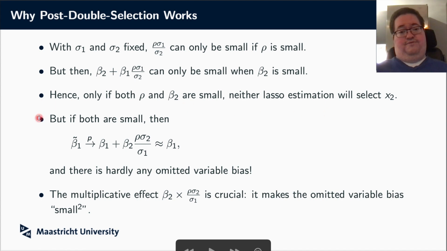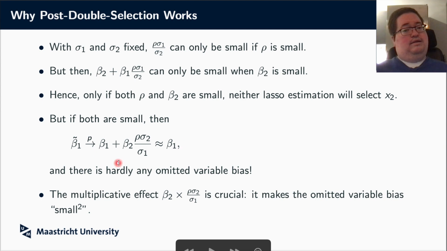Now, if both are small, and we would not select x2, what is the consequence of that on the omitted variable bias? If you look at the coefficient that we would be converging to in the restricted regression, with only x1, rho small and beta 2 small, you multiply them so they become even smaller, small squared.